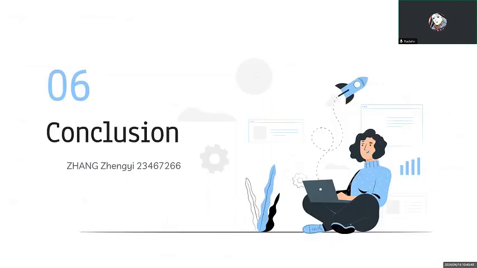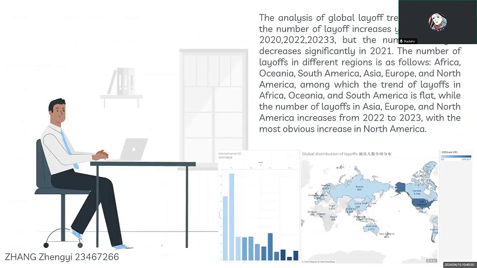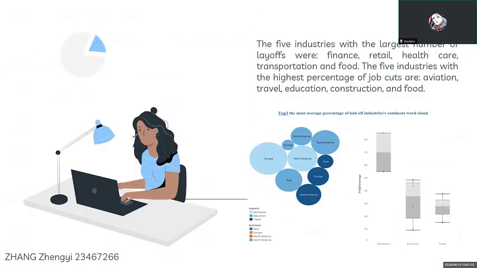Here's the conclusion. The analysis of global layoffs shows that the number of layoffs increased year by year in 2020, 2022, and 2023, but decreased significantly in 2021, while the number of layoffs in Asia, Europe, and North America increased from 2022 to 2023, with the most obvious increase in North America. Second, the 5 industries with a large number of layoffs were the financial industry, healthcare, transportation, and food. The 5 industries with the highest percentage of job cuts are aviation, travel, education, construction, and food.